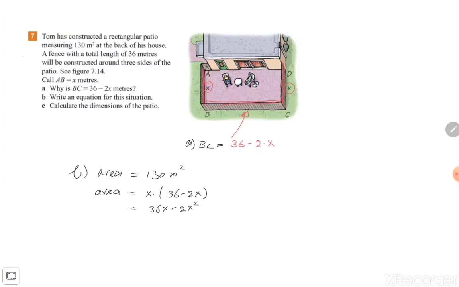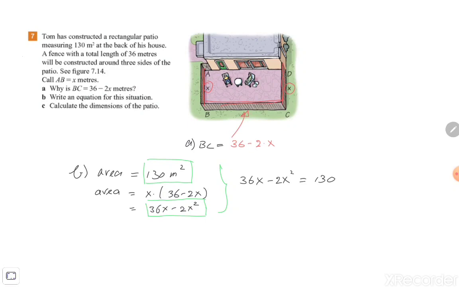Which means that the area is 130 square meters and the area is even 36x minus 2x squared. And there you can make your equation. So 36x minus 2x squared is equal with 130. And that's what they want to know with exercise B. Write an equation for the situation.